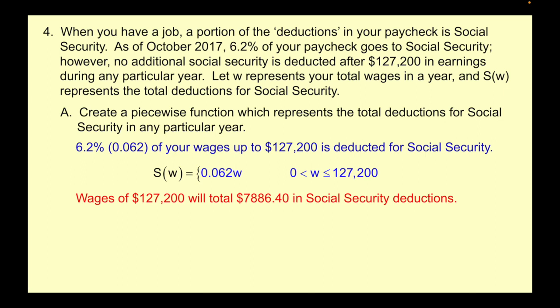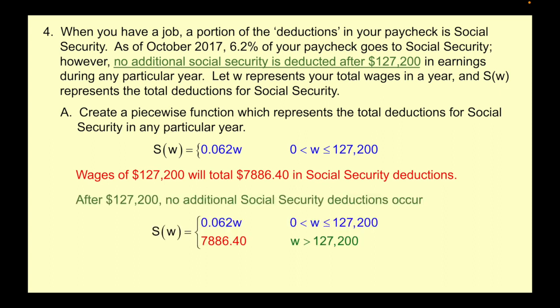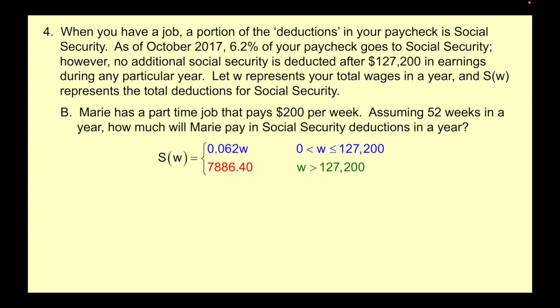So when we move on to the next piece, that's the flat rate that anyone beyond that is going to pay. So since it's no additional deduction, it doesn't matter if you make $128,000 or if you're in the millions. You're going to pay that flat rate of $7,886.40. So now that we've set up the function, try to do B again by stopping the video, try the problem, and then play it through for the answer.